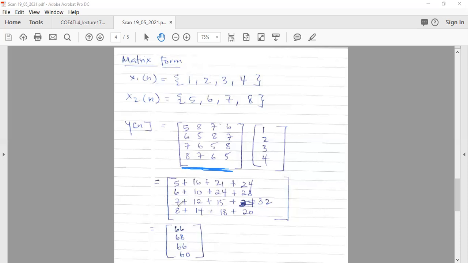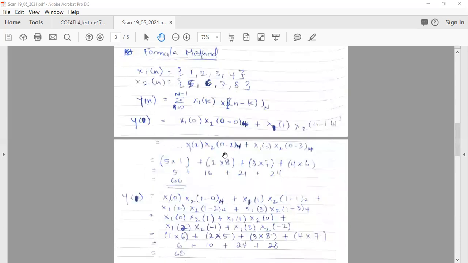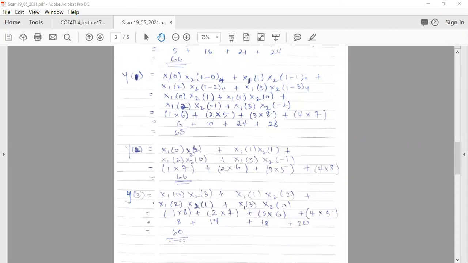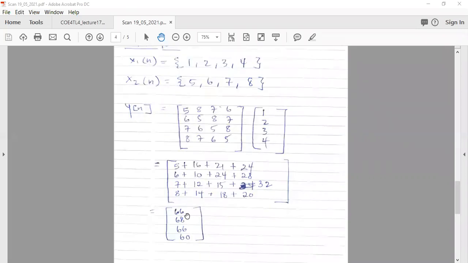I mean 66. Going back to the graphical method and the definition method, you can see the first term is 66. y of 0 is going to give me 66, which is basically the sum of 5, 16, 21, and 24. If you go back, you can see that y of 0 is the sum of 5, 16, 21, and 24, giving 66. The next terms are 68, 66, and 60. Likewise, you are getting those terms. That's how you get the convolution using a matrix method.